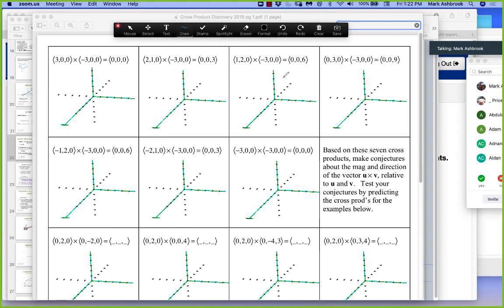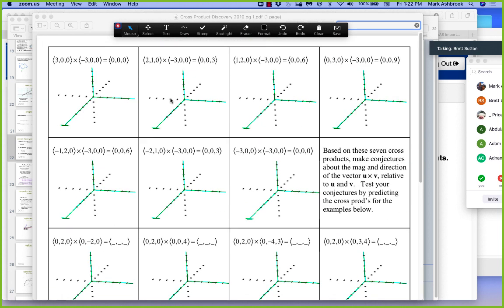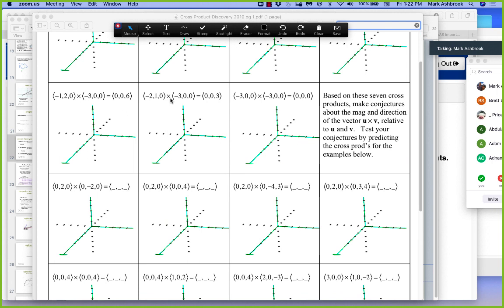Okay, so let's go down and look at the last one as an example in the worksheet. I'm just wondering, in that previous example, if you flipped U and V, would it be pointing down? Yep, then you would get, right. So if you change the order of the cross product vectors, then you get the opposite. Yep, you get the opposite direction.